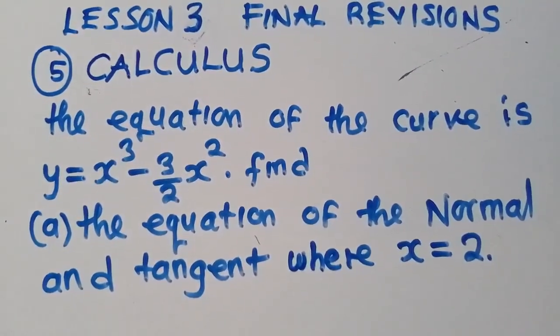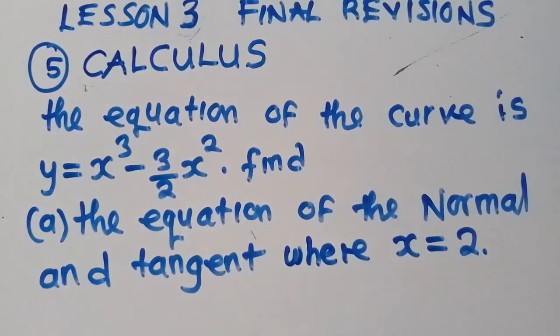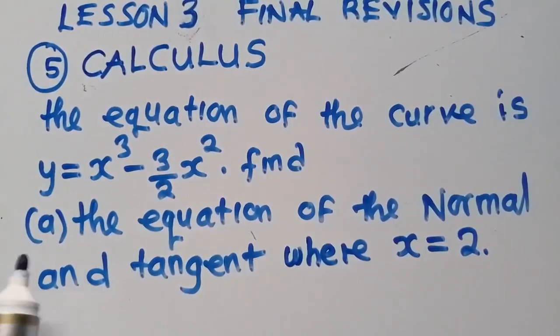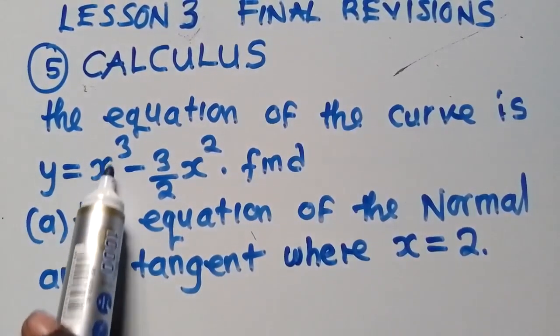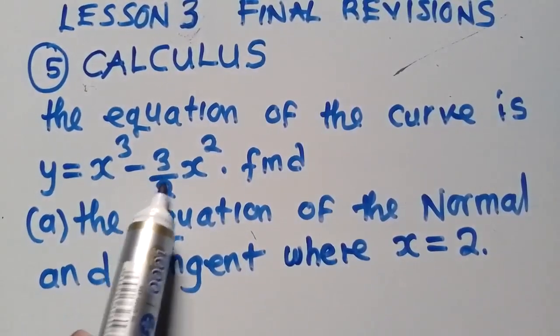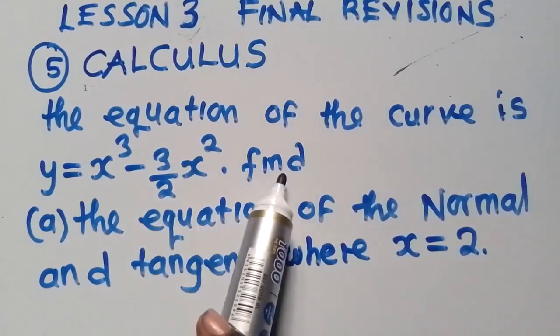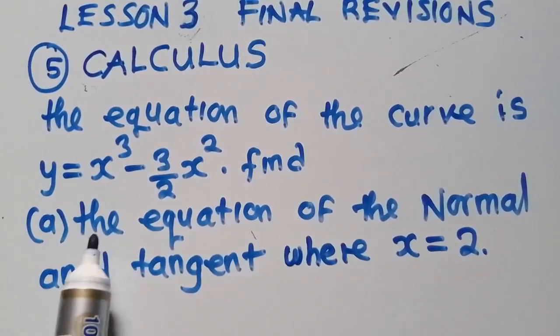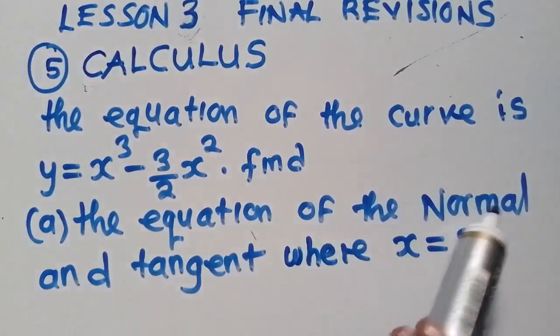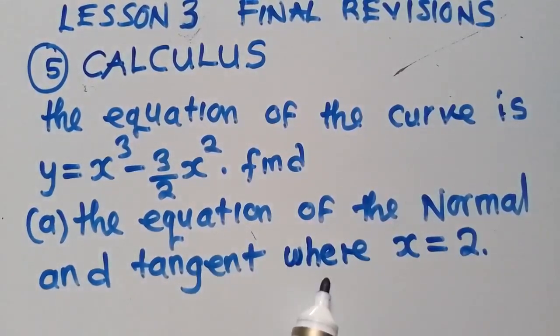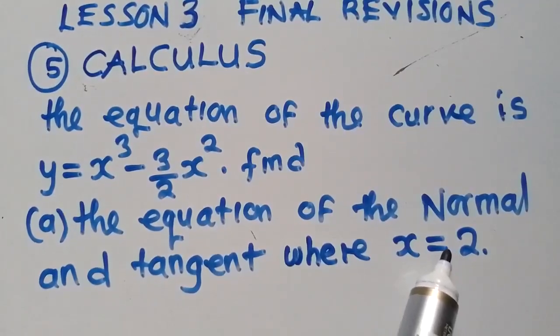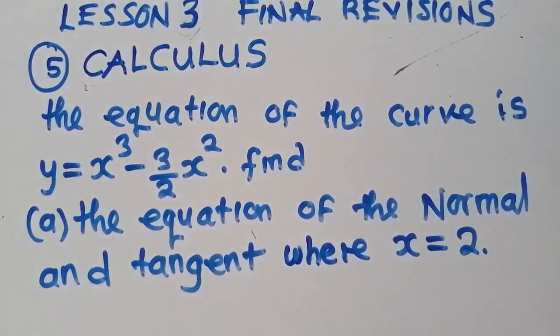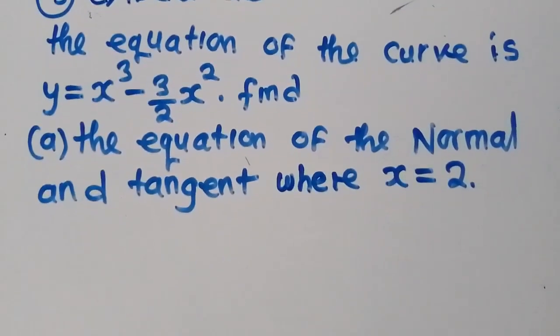Okay, so this is our first question, which is saying the equation of the curve is y is equal to x cubed minus 3 over 2 x squared. Find, first question, the equation of the normal and tangent where x is equal to 2. So we want to find the equation of the normal and tangent. So how do you find the equation of the normal and tangent?